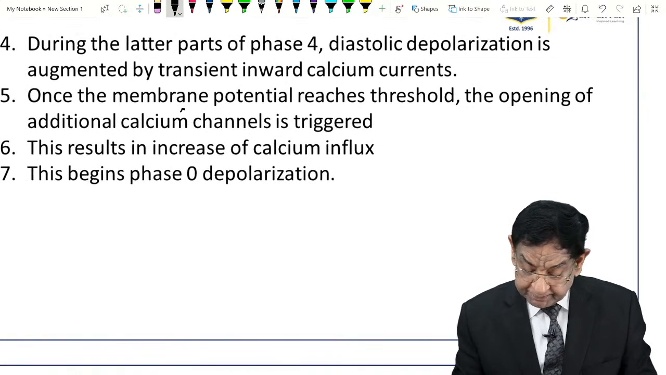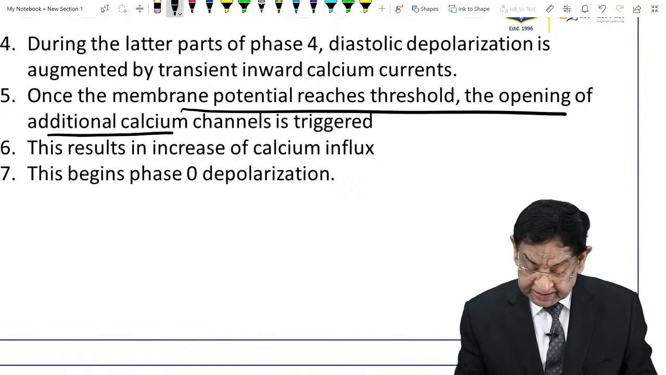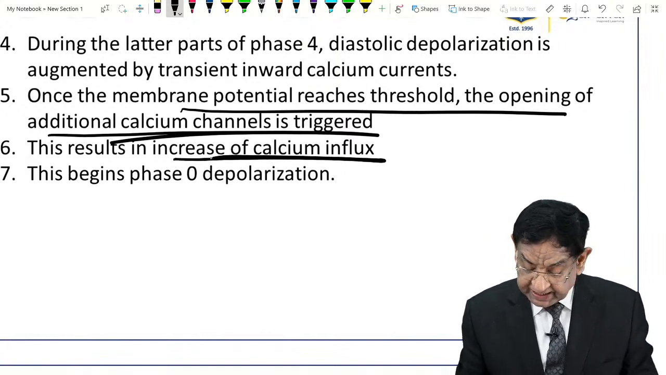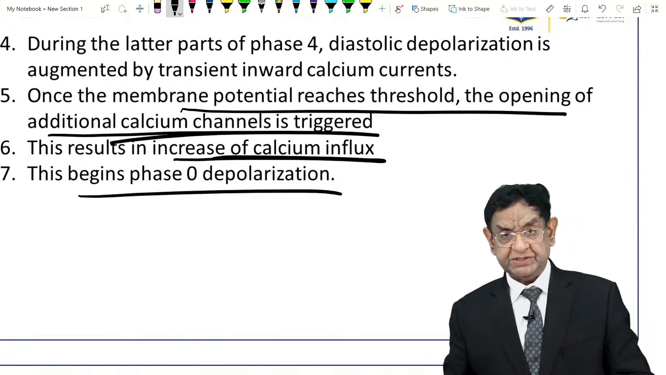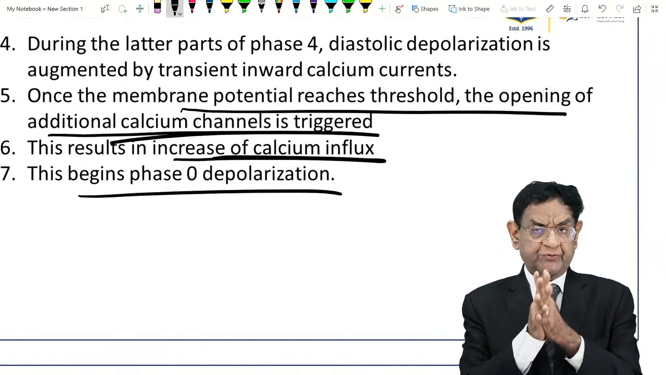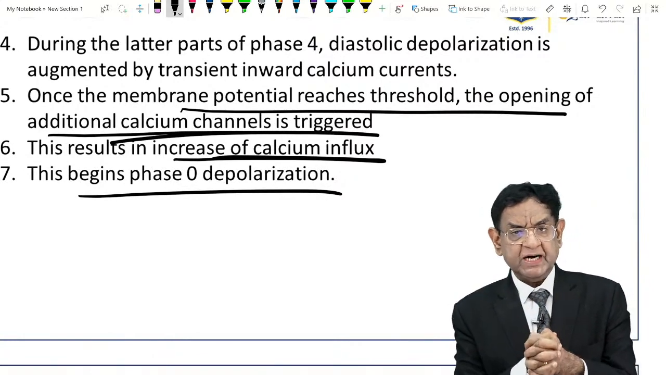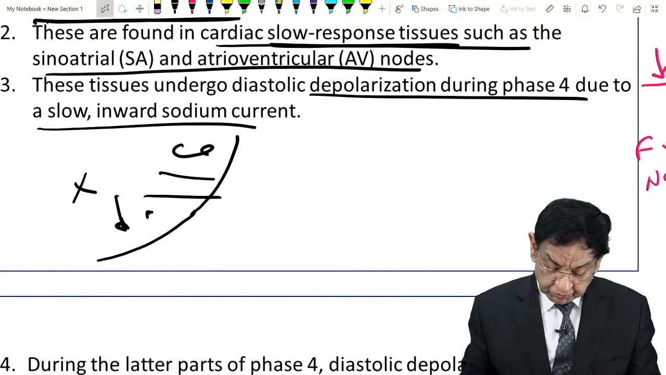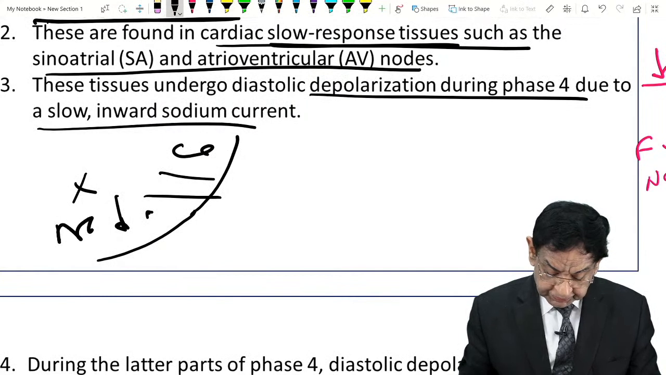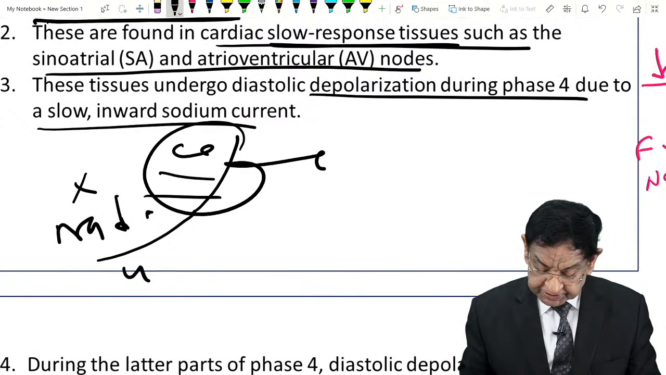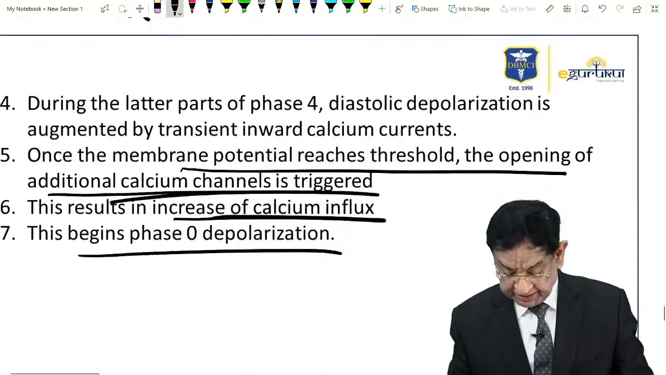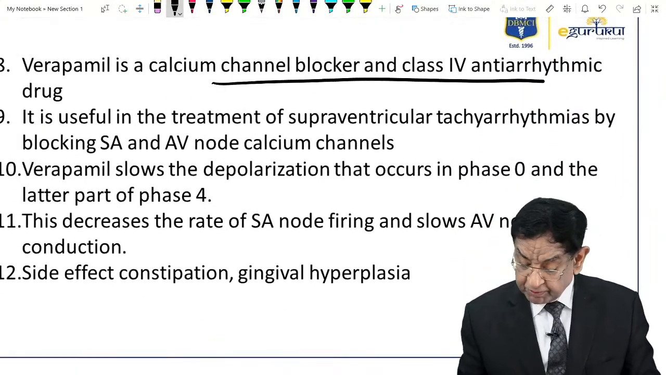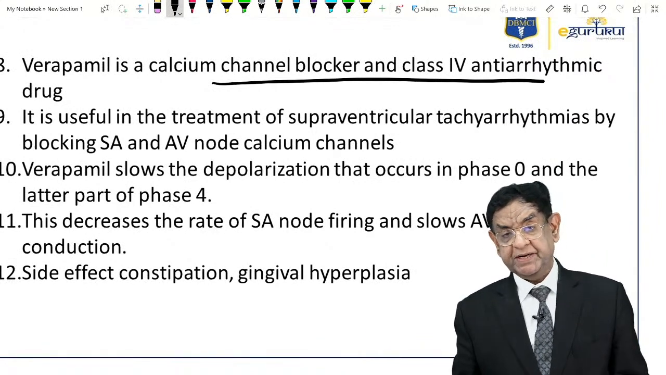So once the membrane potential reaches the threshold, opening of calcium channels is triggered, and that results in increased calcium influx, and that starts phase 0. So depolarization starts with stage 4, and this is due to entry of sodium, and finally this is stage 0, which is due to calcium entry. Verapamil is a calcium channel blocker and a class 4 antiarrhythmic drug.